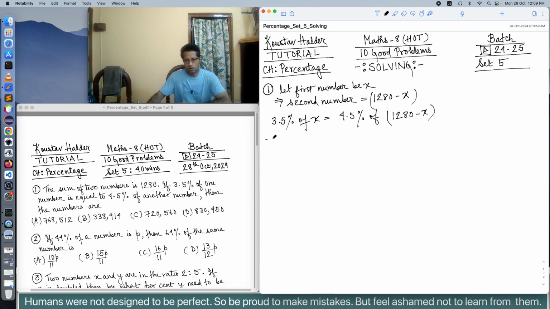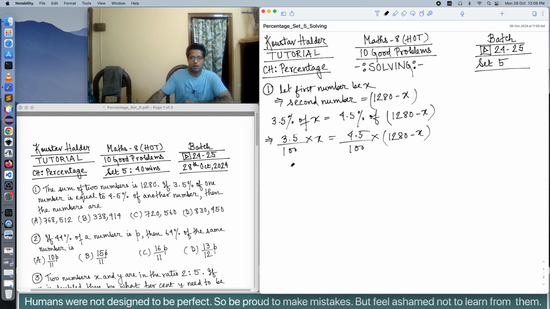Now from this base we can say that 3.5% of x means 3.5 by 100 multiplied by x is equal to 4.5%, means 4.5 divided by 100 multiplied by 1280 minus x. Now we can multiply both sides by 100.